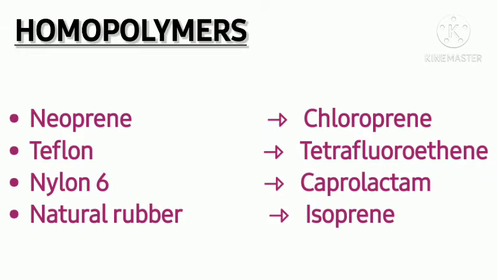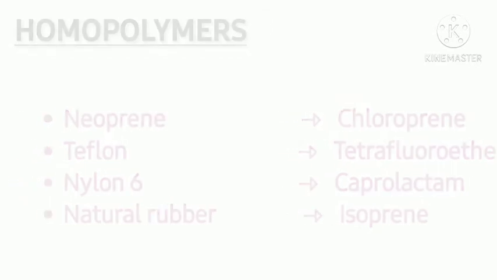The monomer of the polymer nylon 6 is caprolactam, and here we can relate the shape of the number 6 with the letter C. Finally, for the polymer natural rubber, the monomer is isoprene, and it should not be confused with the monomer of neoprene, which is chloroprene.